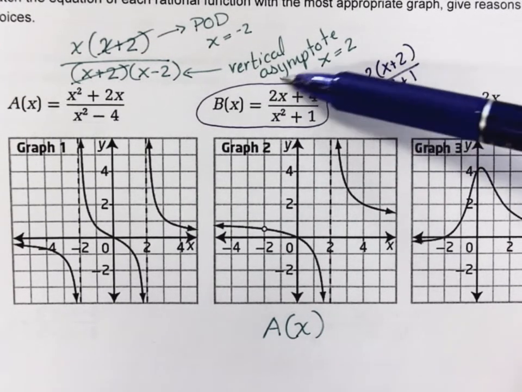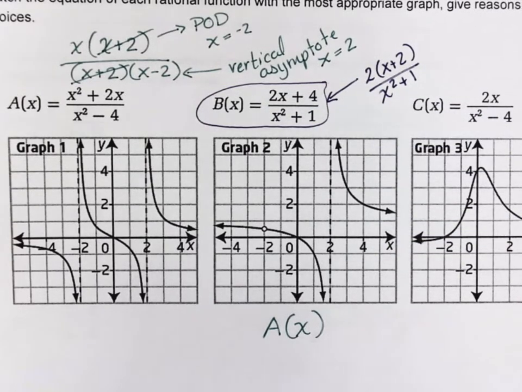What's your y-intercept here? 4. So we're looking for a y-intercept of 4. So what's x when we're looking for a y-intercept? Right, so we just substituted that in. Do we have any vertical asymptotes? No, we do not. So what graph doesn't have vertical asymptotes on it?